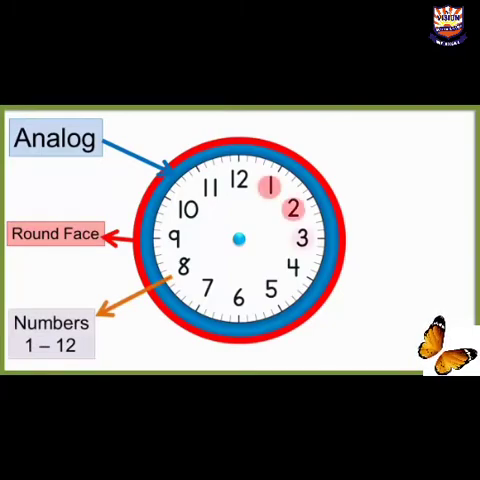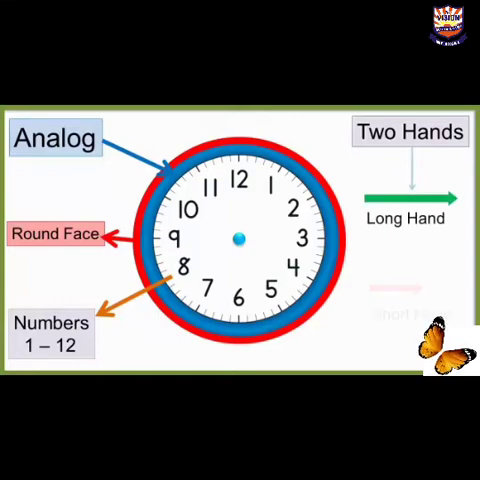It has numbers 1 till 12. 1, 2, 3, 4, 5, 6, 7, 8, 9, 10, 11, 12. It has two hands and sometimes it has three hands. Long hand and short hand.